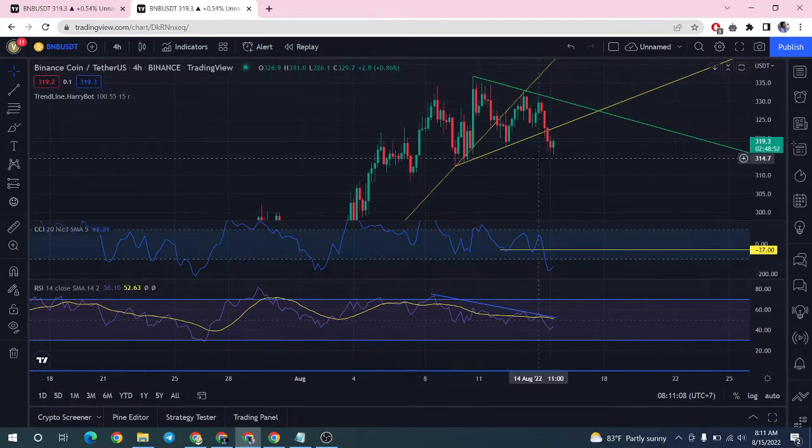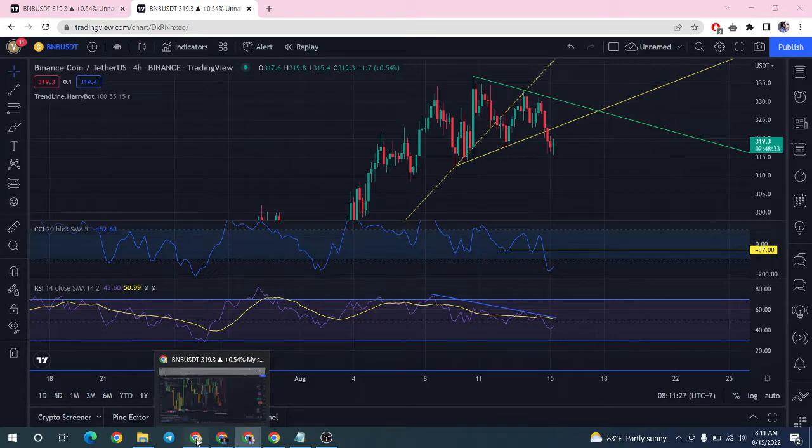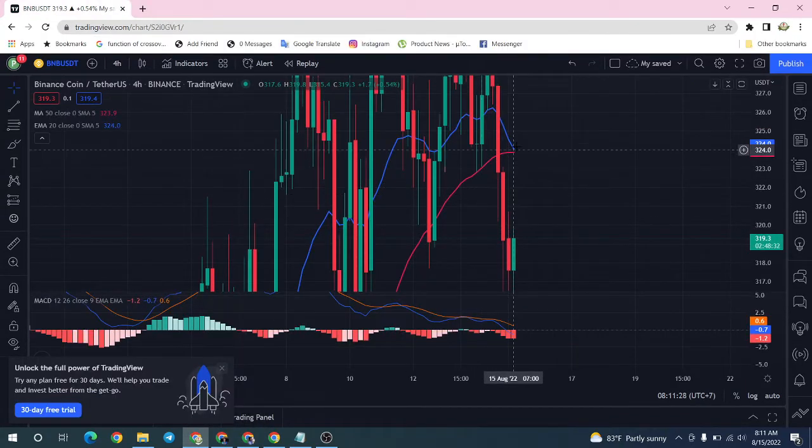Chart pattern on the 4 hour has broken the support now. CCI is confirmed down. RSI is confirmed down. One more thing you must wait for is MA and EMA, not crossed yet. The 4 hour time frame is not confirmed yet. So that's the benefit of using all indicators.